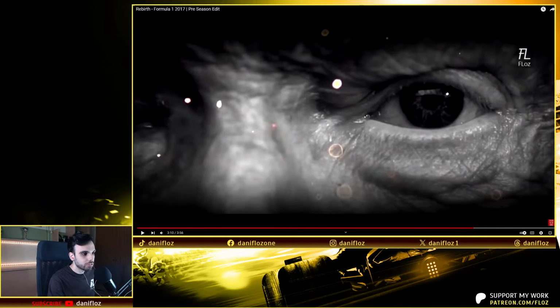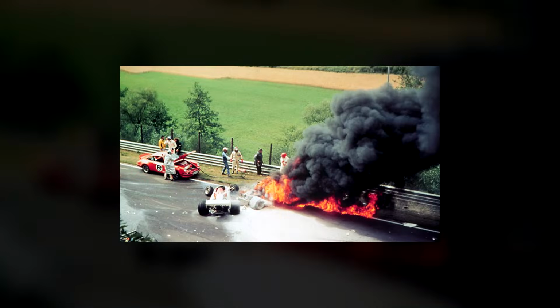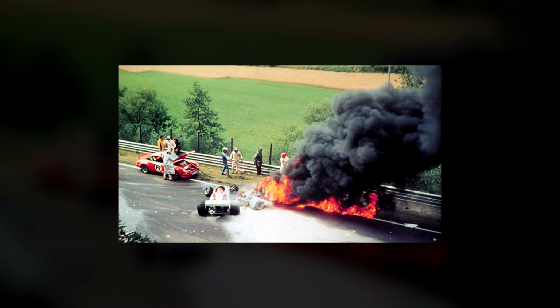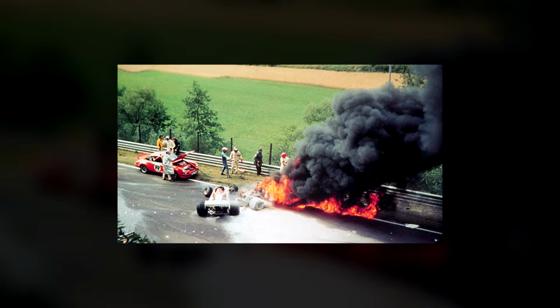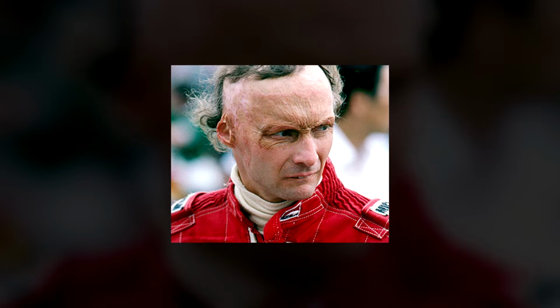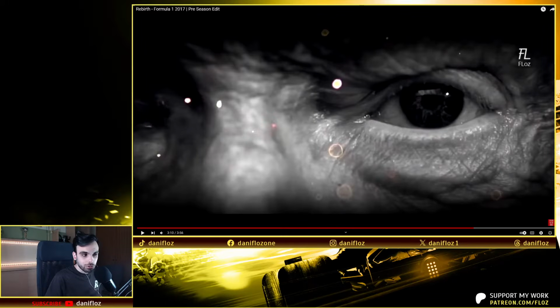The eyes of this person are the eyes of Niki Lauda. Niki Lauda was a very famous driver, especially in the 70s. He was 3 times Formula 1 world champion. In 1976, he had a terrible crash where the car was on fire and he was inside of the car and he was burned in a very critical way and he was close to dying. That story, I used it to connect it with the previous accident of Fernando Alonso.